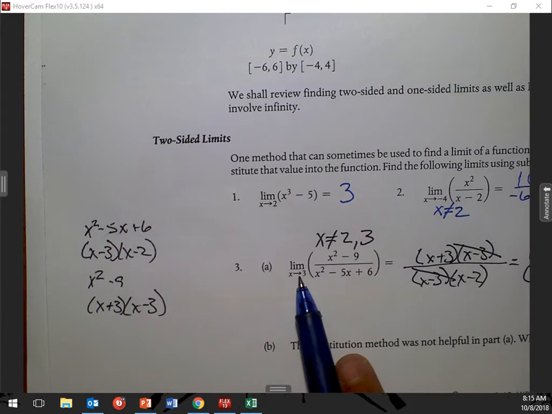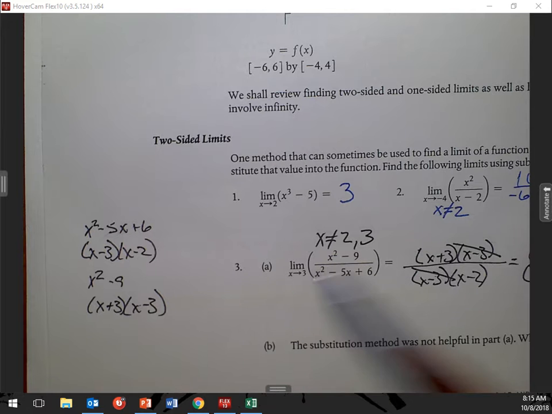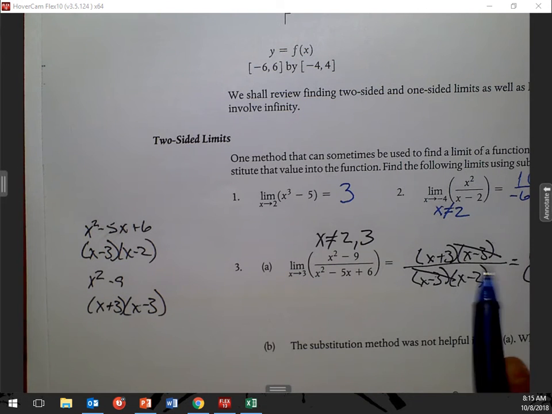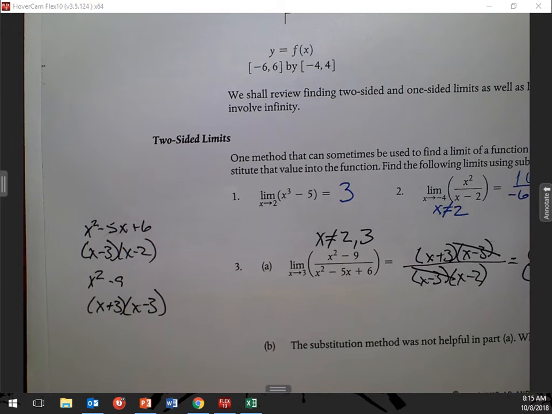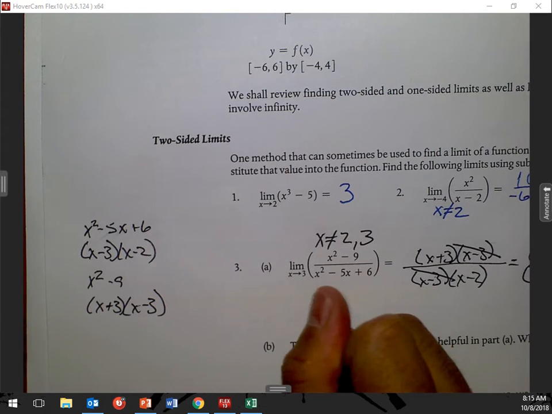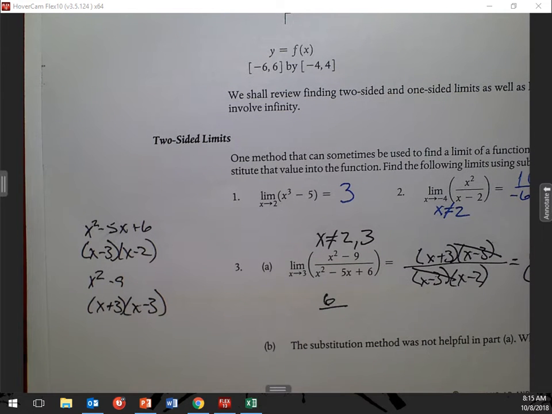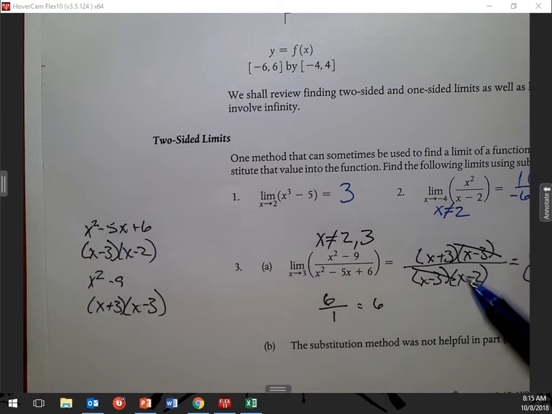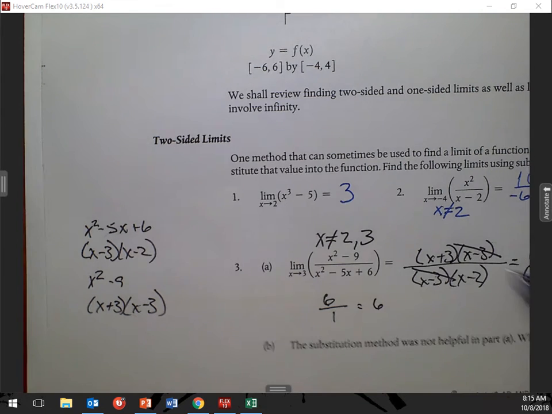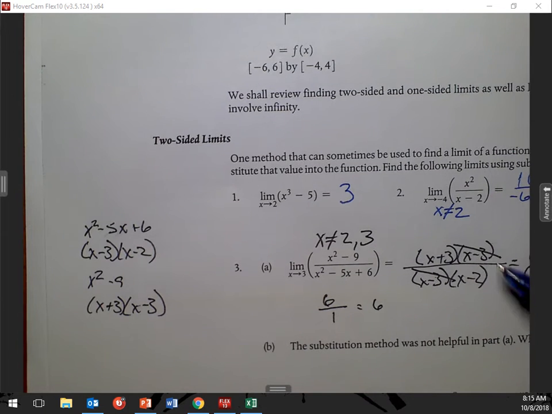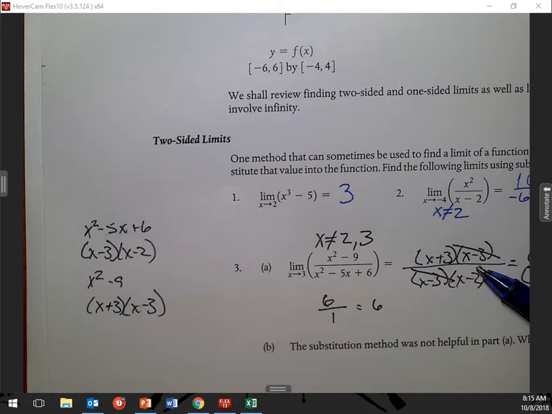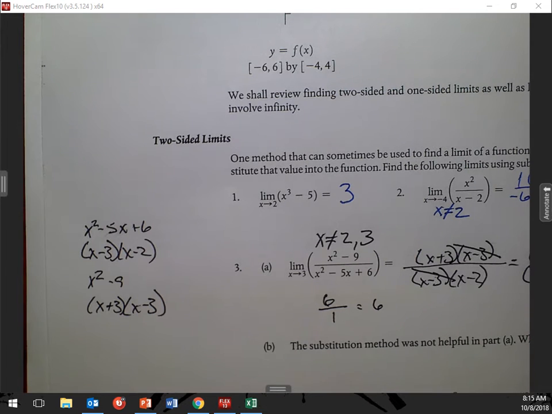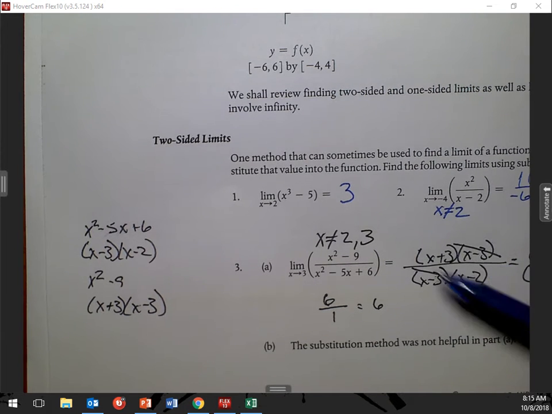And now, can I take it to 3? Yes, I can take it to 3 now. So since I can now take it to 3, that means it's going to be 3 plus 3, which gives me 6 over 3 minus 2. So my value is just going to be 6. So I have a removable discontinuity. And whenever I remove this, what type of hole does it leave? Oh yeah, it leaves a hole.